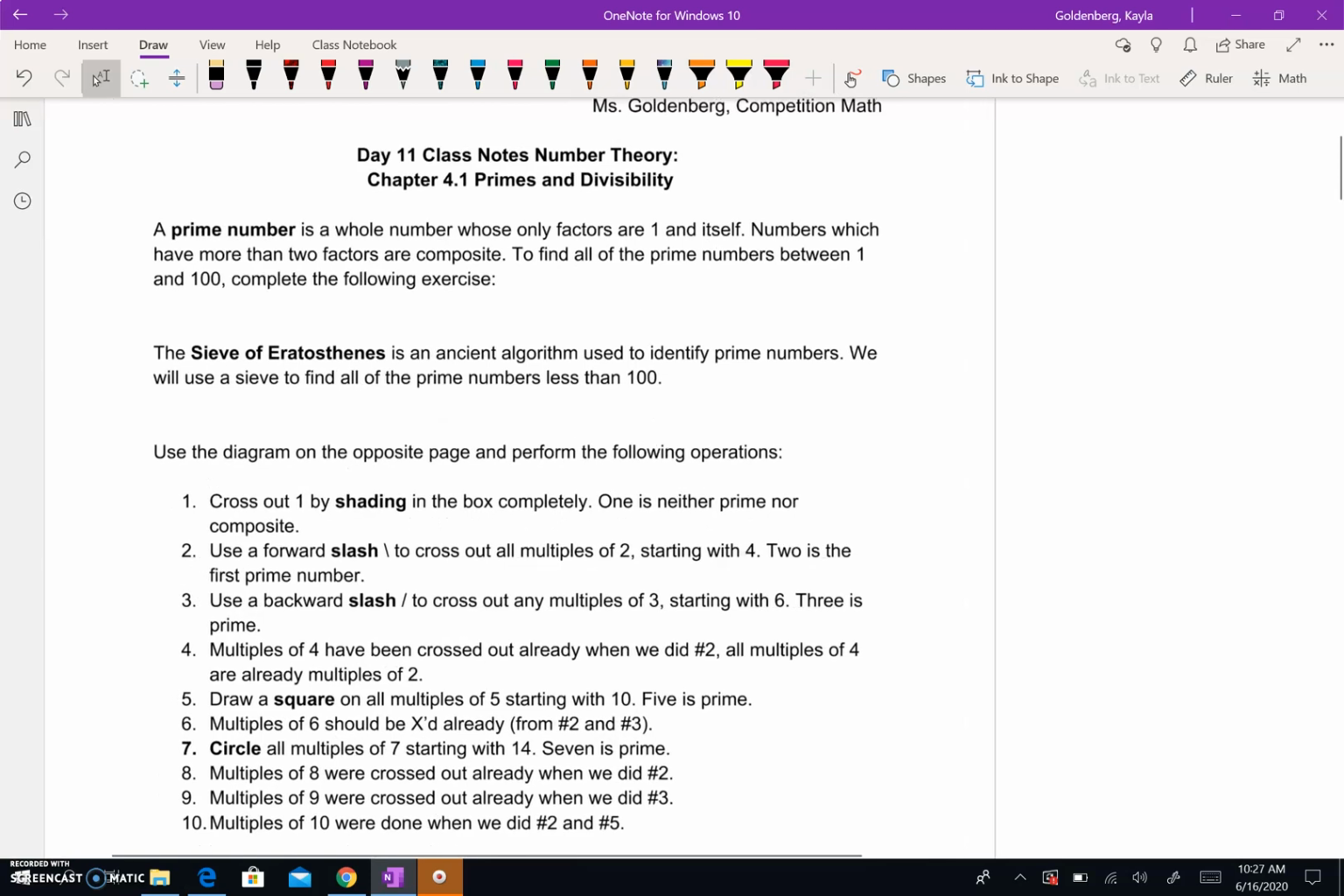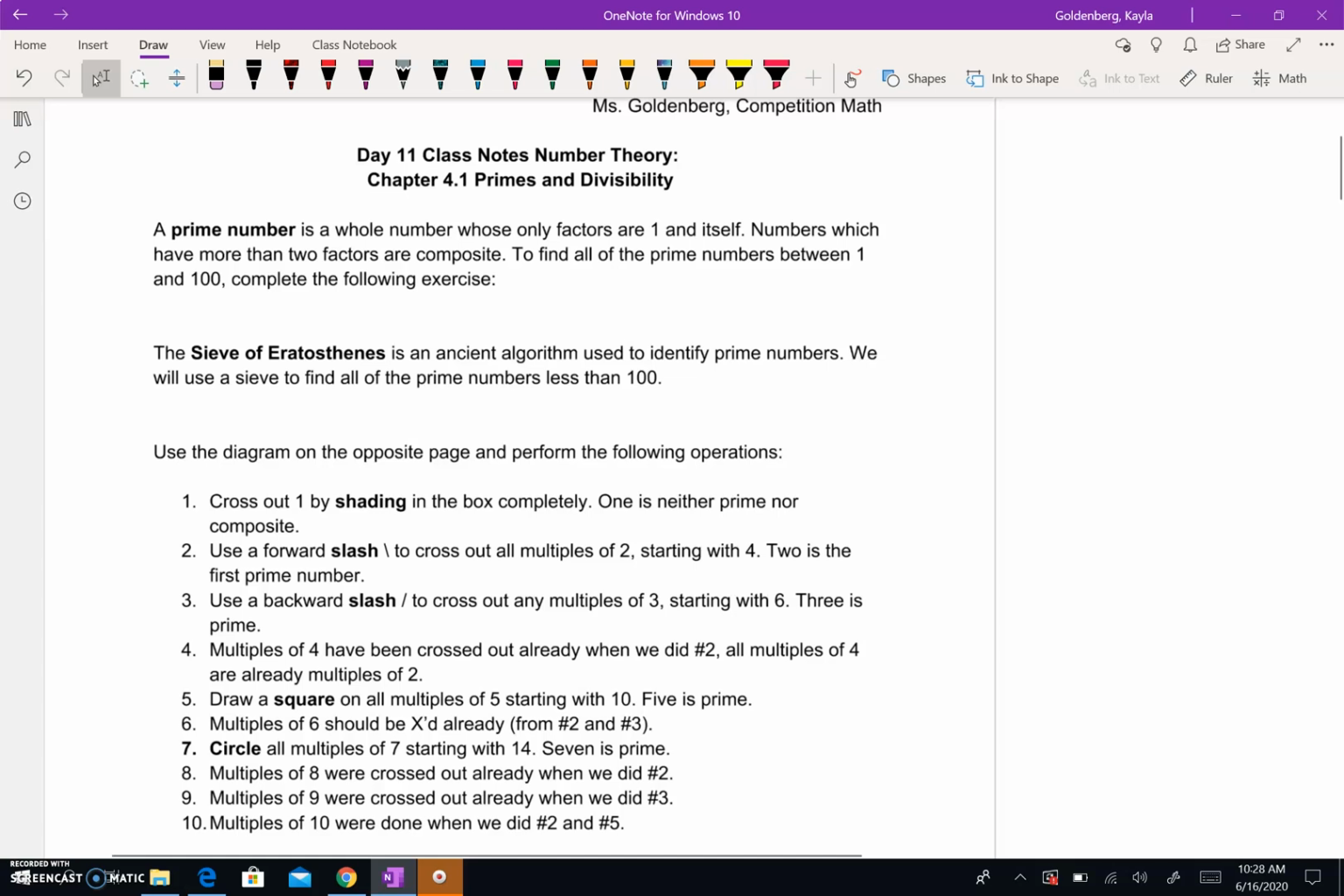So we're first going to touch back on primes and divisibility, and this is stuff that you guys probably saw way back when in elementary school. A prime number is a whole number whose only factors are 1 and itself. Numbers which have more than 2 factors are called composite.